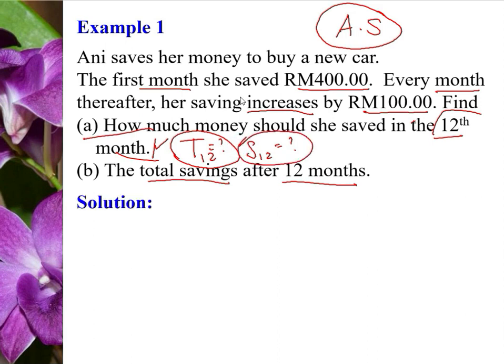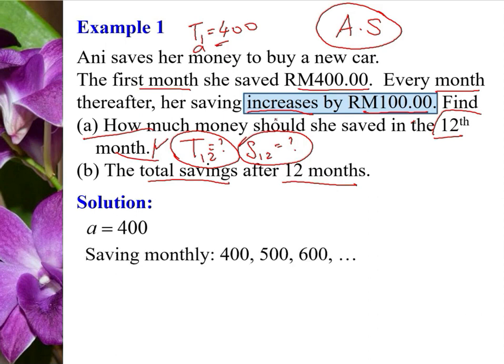Okay, so once you have understood the question, let's go through the information one by one. In the first month, she saved 400 ringgit. This information means it's the A, because this refers to the first month, T1 is 400 ringgit, which is also equal to A. Next information we have is increases by 100 ringgit. So what is this? This will be the common difference.